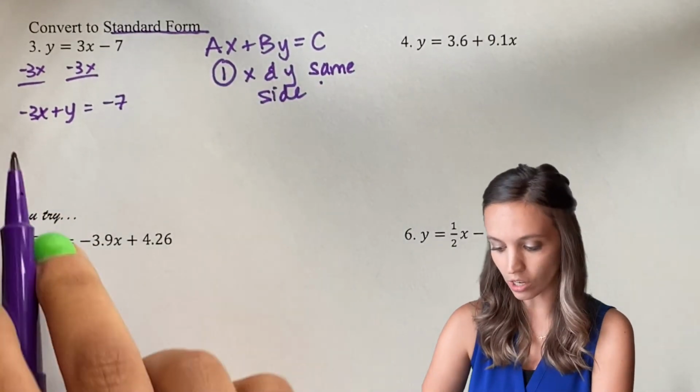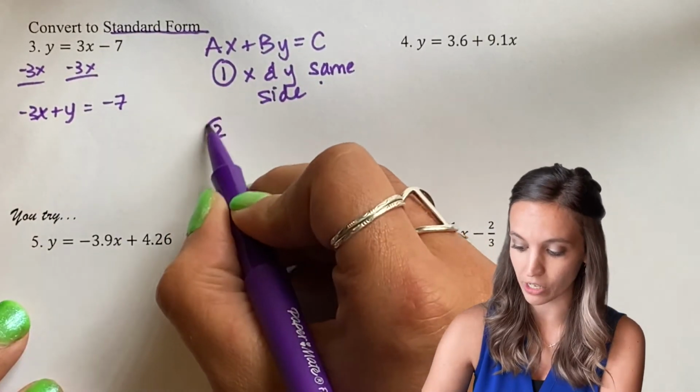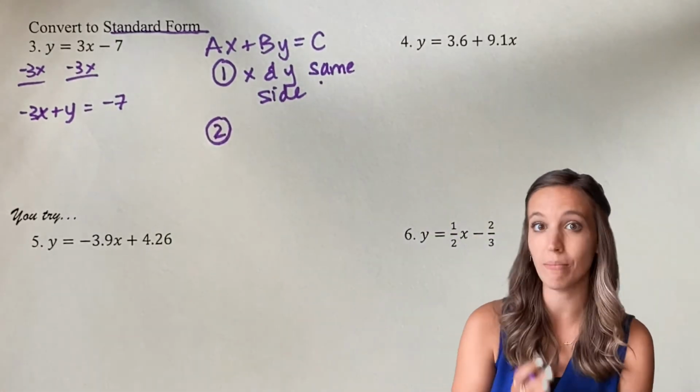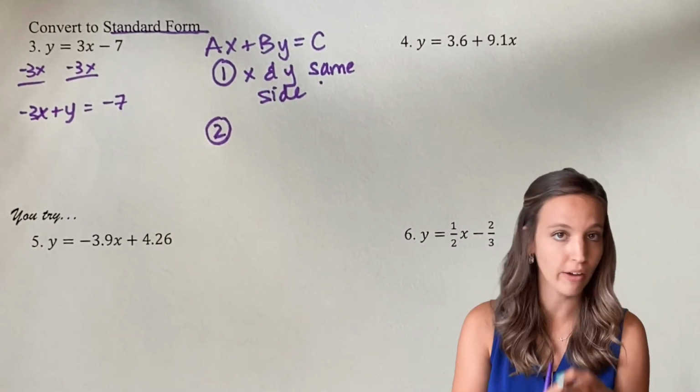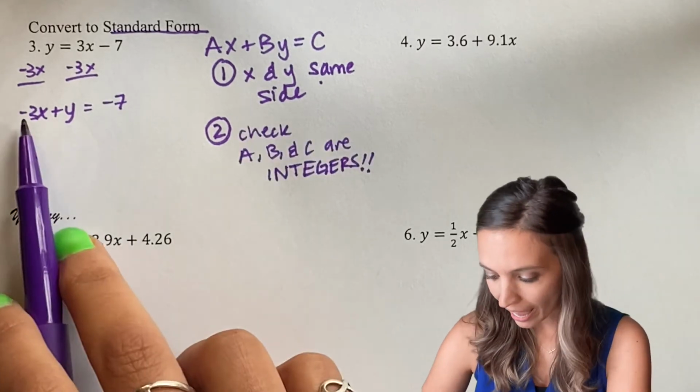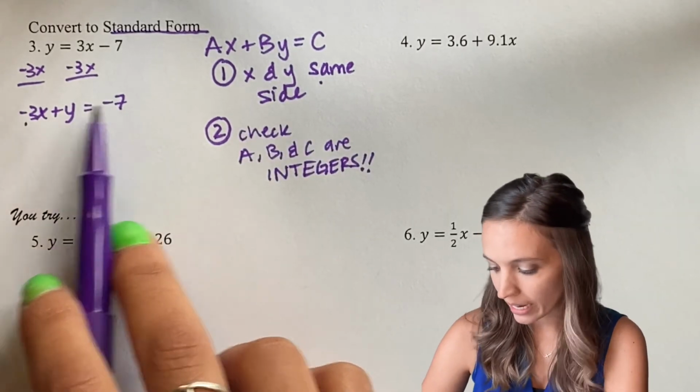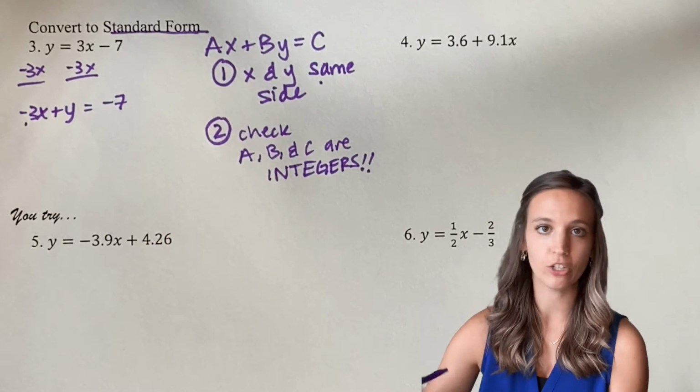All right, so it looks kind of like standard form here, but the second step is to check to make sure a, b, and c are all integers, that I don't have fractions or decimals involved. So if I check, a is negative 3, b is 1, and c is negative 7, so it looks like they're all integers, so I'm good to go.